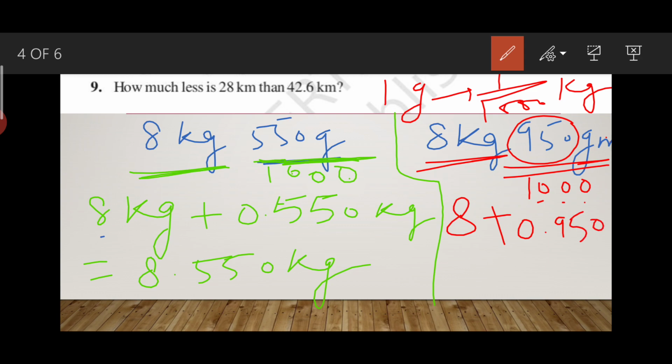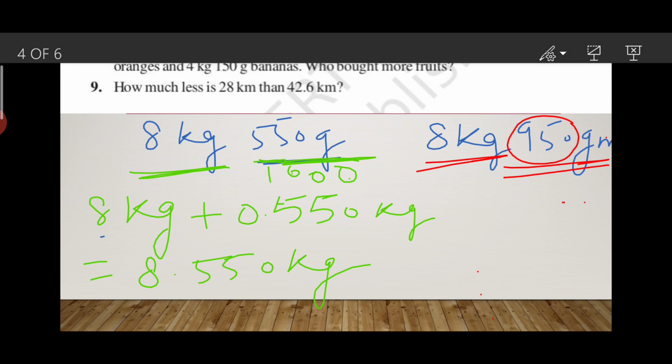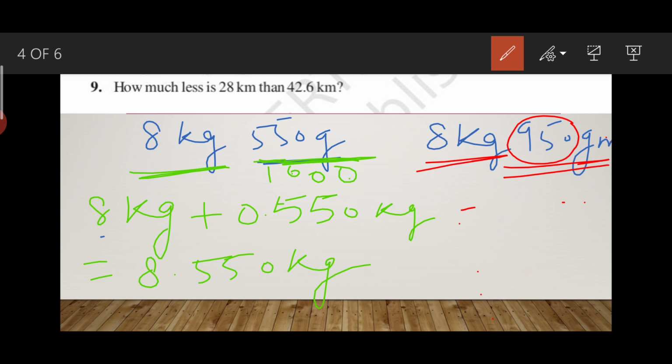And if you add 8 and 0.950, you can see there is no decimal after 8, so we will place 3 decimals and add this number 950. What will you get? 8.950. Okay. So what is Shama's total weight of fruit? That is 8.950 kg.